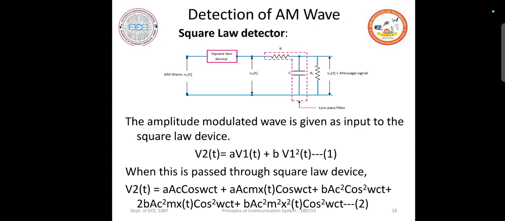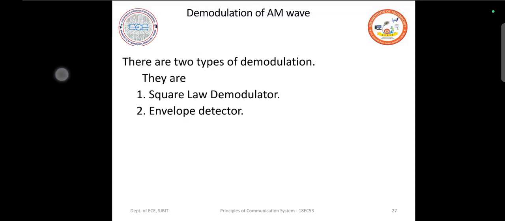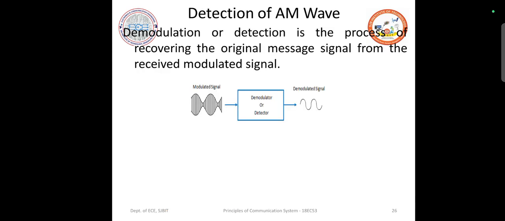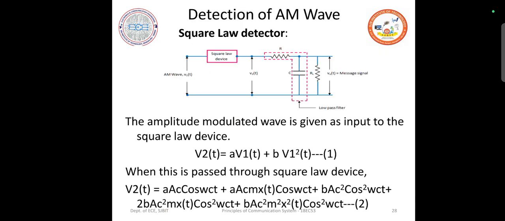When this is passed through the square law device, what we get is an output which is v2 of t. When you expand it after substituting for v1 of t, which is your AM signal, which was dealt with earlier, right here, if you can see this equation, what is written at the end for v2 of t becomes the input to the signal here, which after expanding you get as equation number 2.